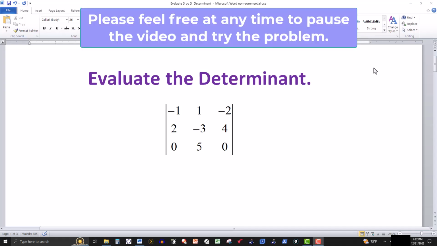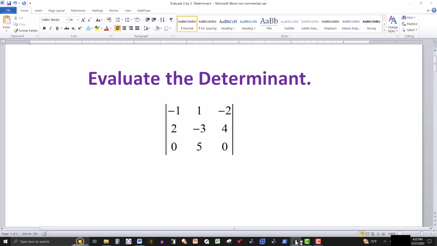In this video, we want to evaluate this 3x3 determinant. Now, a determinant is simply a number associated with a square matrix. It does have to be a square matrix, otherwise you can't have a determinant. So 2x2, 3x3, 4 rows, 4 columns, and so on. And we're going to look at several methods to evaluate the determinant.